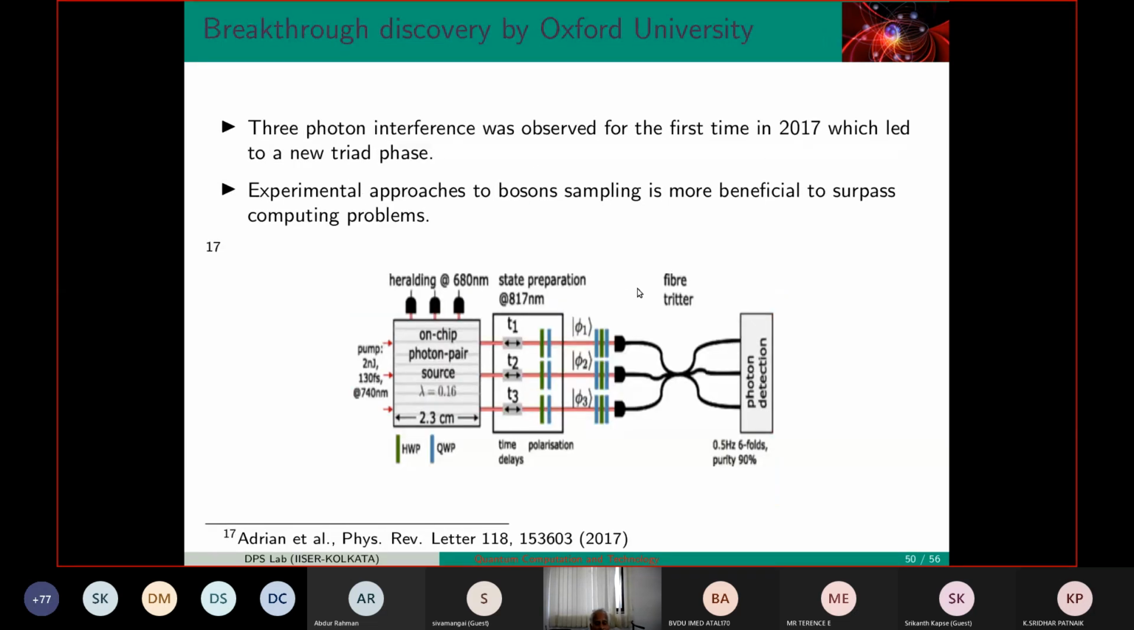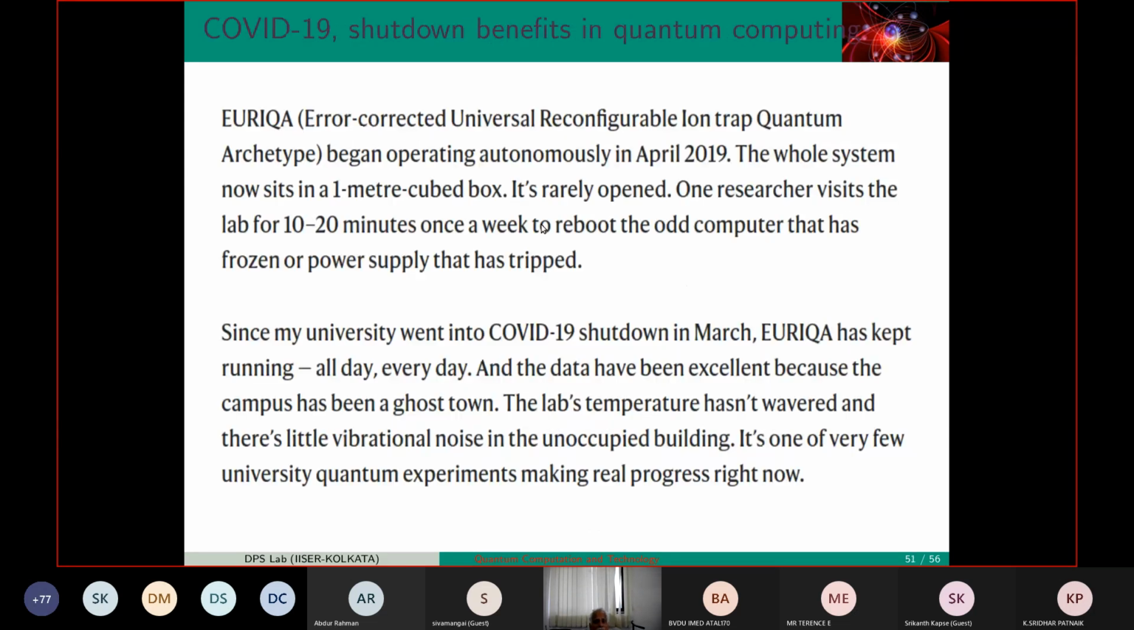Okay, now I will not show you any more pictures. Basically, 1 photon, 2 photon, 3 photon, different phases. People are doing the boson sampling problem. It's a very important problem. People are basically searching for problems where a classical computer cannot do, a quantum computer can.